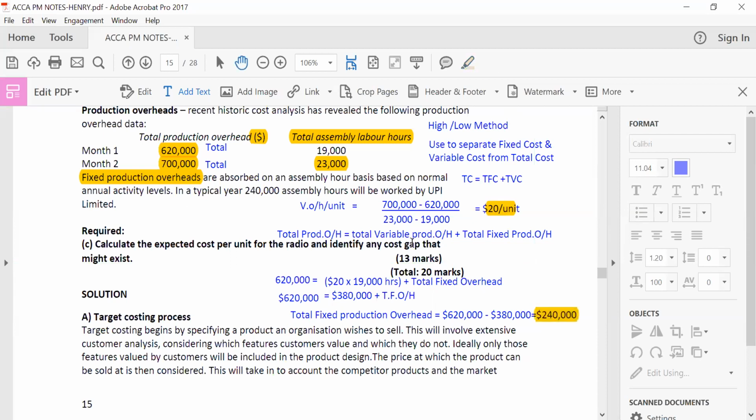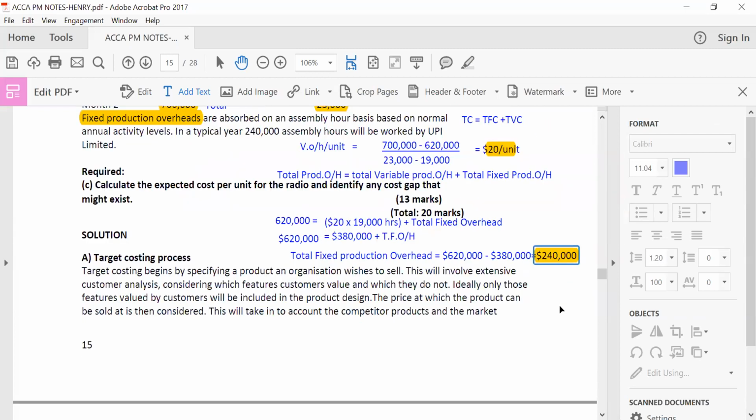But now that we have used the high-low method to get the variable overhead cost, for the fixed overhead we cannot use any method in estimating it apart from either absorption costing or activity-based costing. So let me move on to the next one. Let me change the color a little bit.